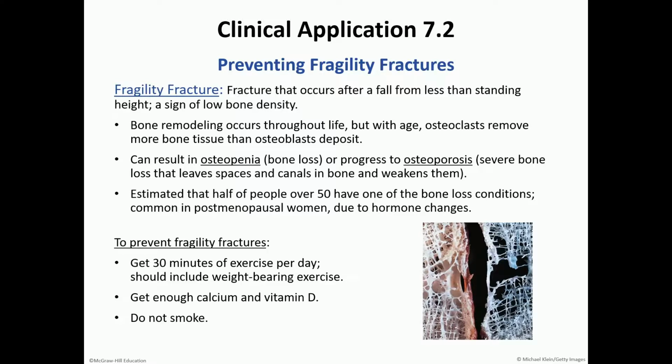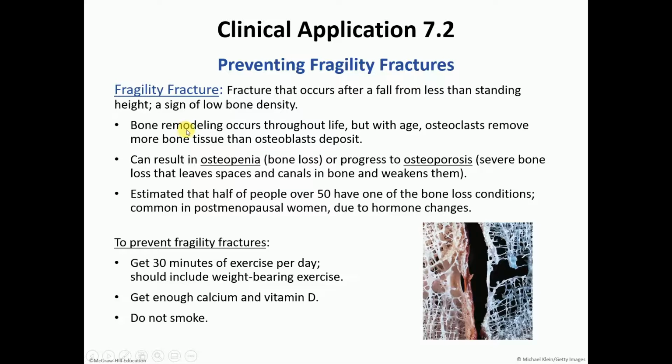Now, how is it that we can prevent fragility fractures? First off, what are fragility fractures? Fragility fractures happen in bone that has very low density, for example in osteoporotic patients, and can happen due to very minor trauma. So let's say a fall that would normally not break a bone, but because these individuals have osteoporosis, it did lead to a fracture. So that's what a fragility fracture means. It is a fracture in fragile bones.